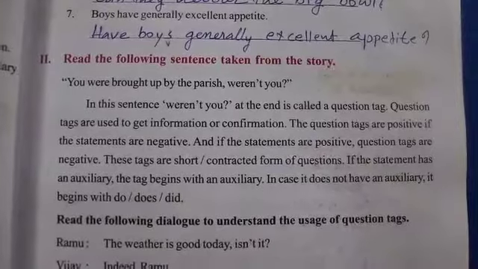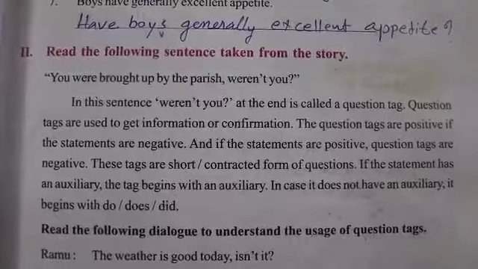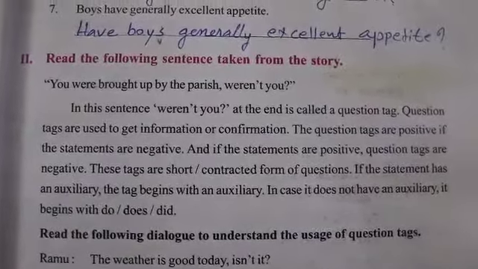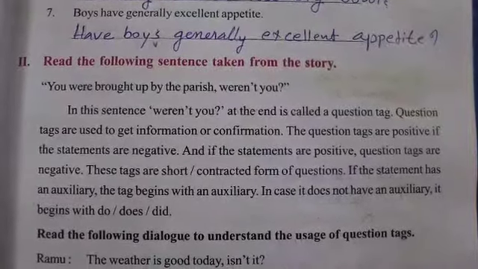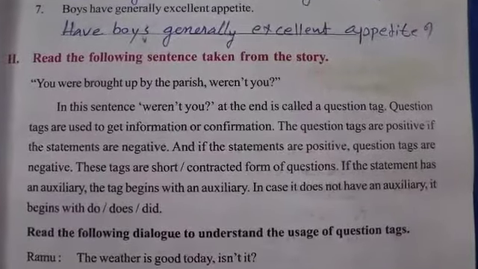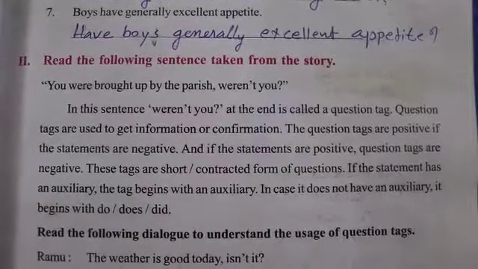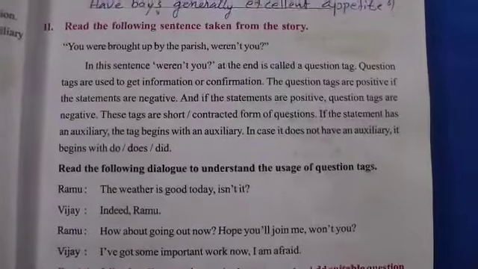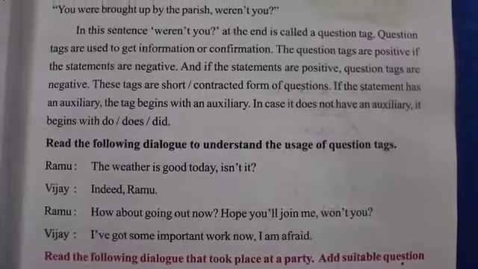These tags are short, contracted from the questions. If the statement has an auxiliary, the tag begins with an auxiliary. In case it does not have an auxiliary, it begins with do, does, or did. Read the following dialogue to understand the usage of question tags.